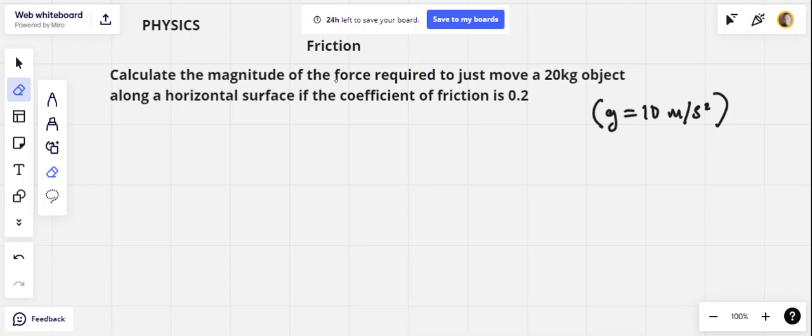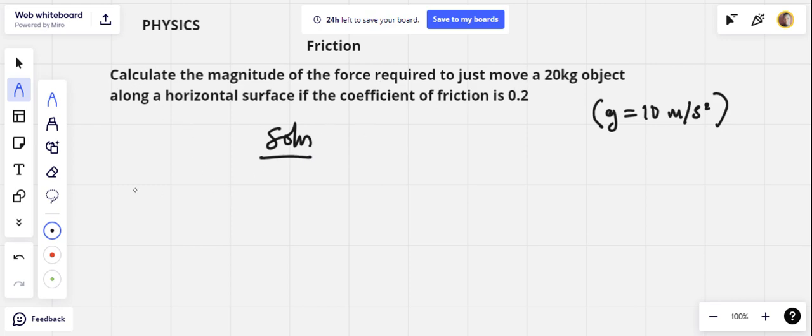Calculate the magnitude of the force required to just move a 20 kilogram object along a horizontal surface if the coefficient of friction is 0.2. So let's quickly do that. So we write out our parameters.